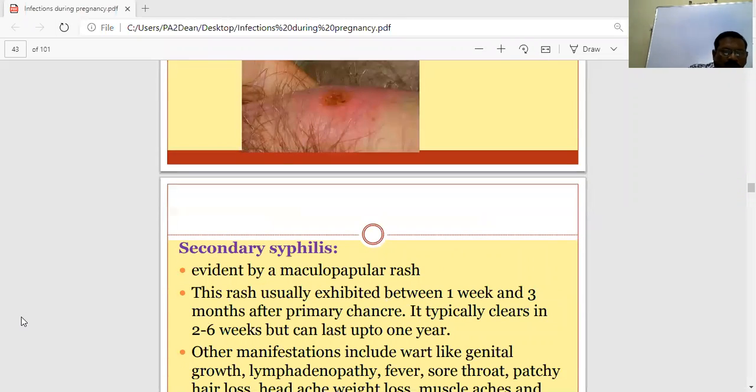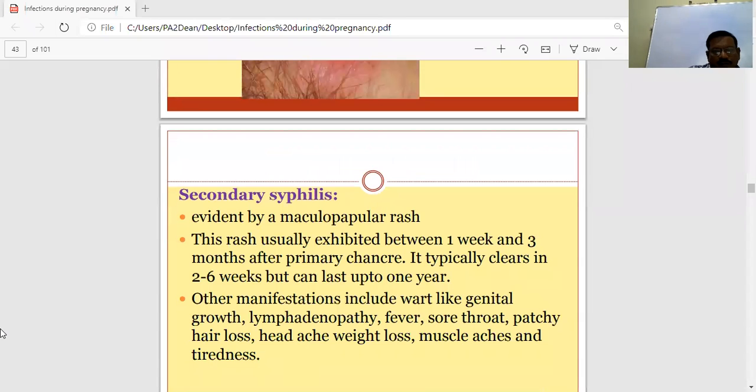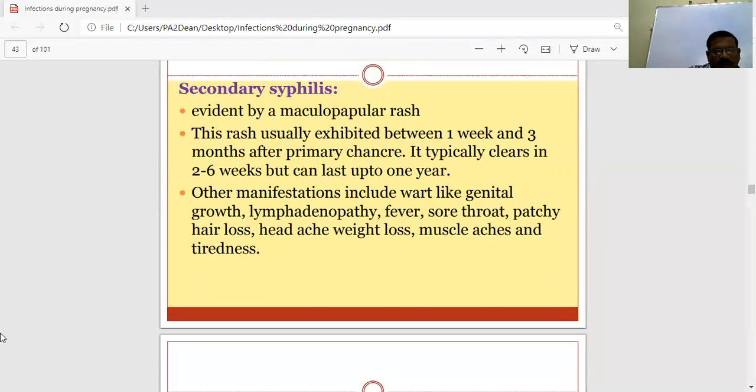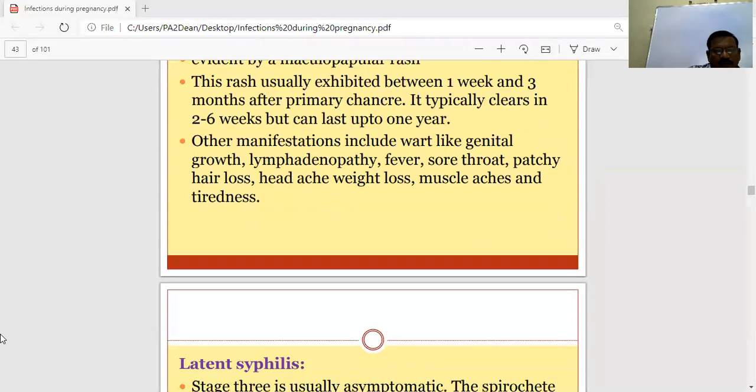Secondary syphilis is evident by a maculopapular rash. This rash is usually exhibited between 1 week and the third month after the primary chancre. It typically clears in 2 to 6 weeks, but can last up to 1 year. Other manifestations include wart-like genital growth, lymphadenopathy, fever, sore throat, patchy hair loss, headache, weight loss, muscle aches, and tiredness. These are the symptoms of secondary syphilis.